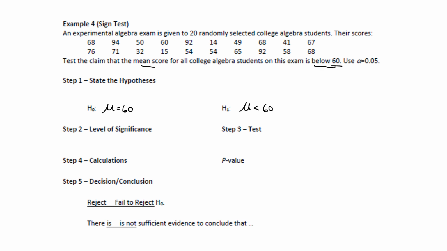We need to check the conditions. 20 times n is 20 times 20, or 400 students. Are there more than 400 college algebra students? Yes, there are. So that condition is met, but we still have two more conditions to check because we're working with data. We need to make sure that there are no outliers and that the data are normally distributed. Let's go ahead and go to StatCrunch.